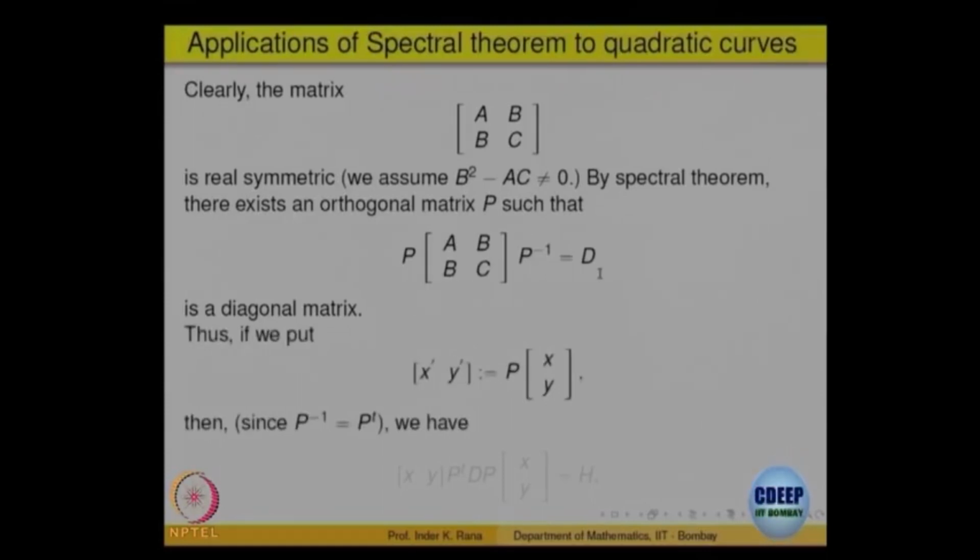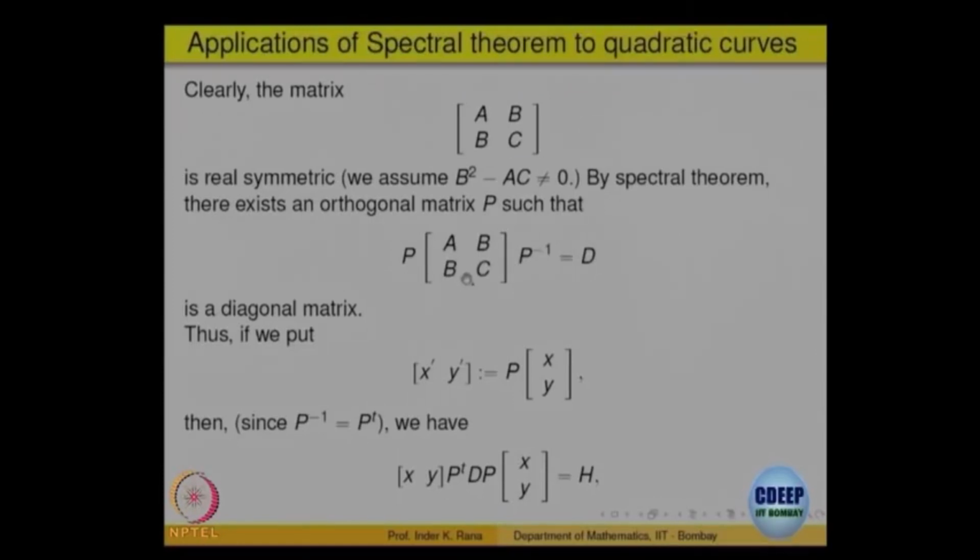So, if I define (x', y') as P (x, y), then what is that equation? P inverse is P transpose, again that is useful for real symmetric matrices. So, I get (x y) P transpose D P, right, that is equal to A. From here, what is this matrix? Take P on the other side, P inverse on the other side, right. So, that is equal to P transpose, because P inverse is P transpose. So, P transpose D P.